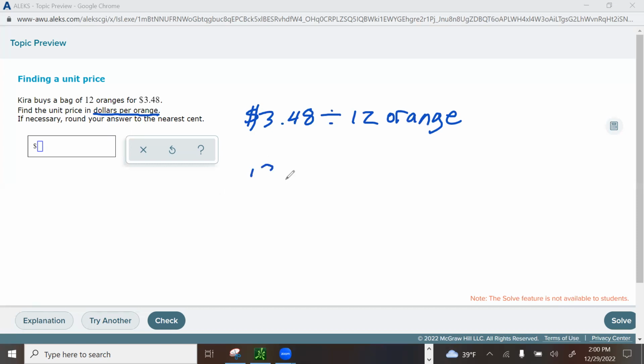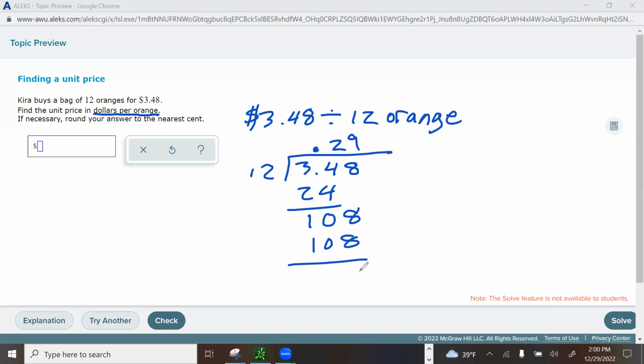Okay, so 12 divides into 3.48. Let's see, 12 goes into 34 twice. Is that right? I think. Yeah. And then bring down the 8. And 12 goes into 108 9 times. And so it's going to be $0.29 per orange. Let's put a dollar sign there, I guess.